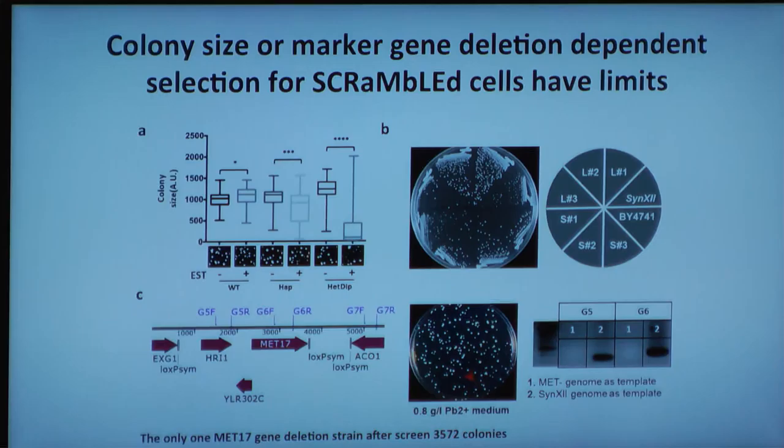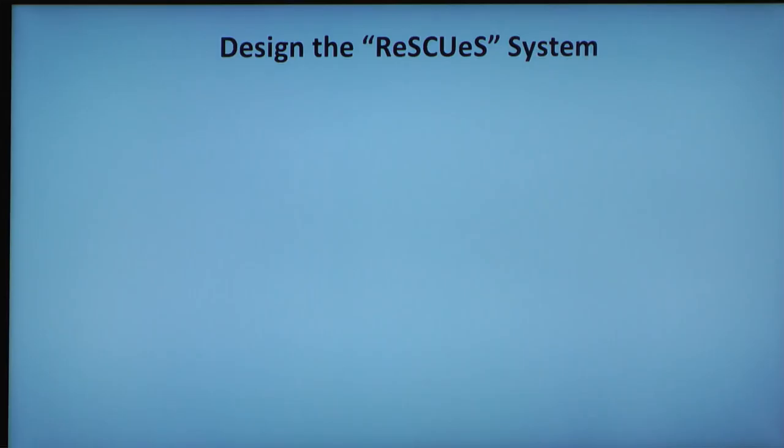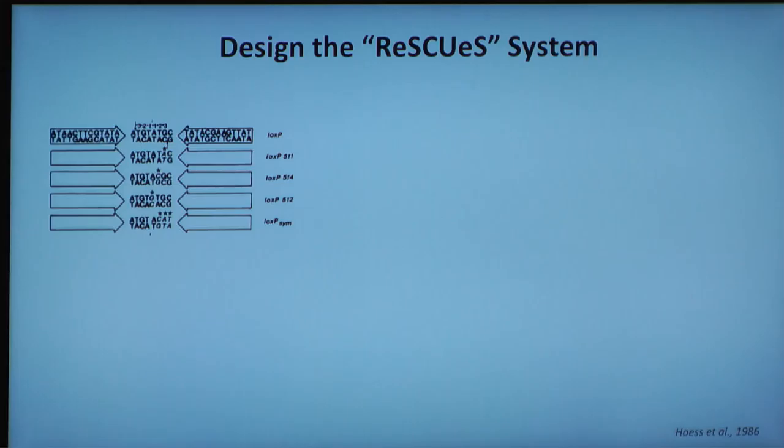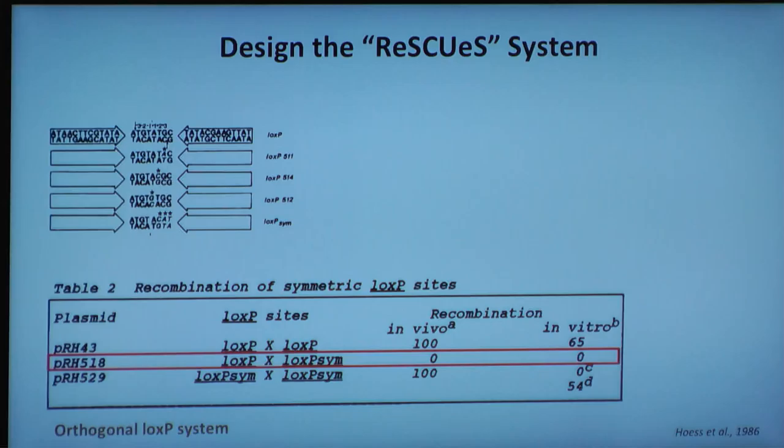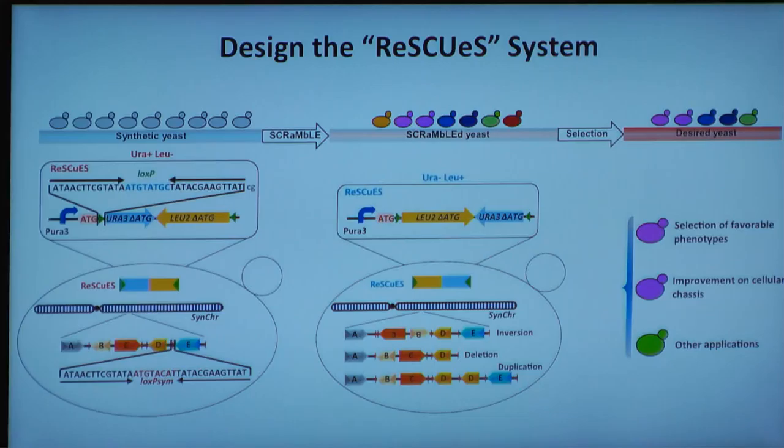So in order to solve this problem and to select or identify a lot of those SCRaMbLEd genomes, we tried to design a rescue system. If we look at the LoxP sites, we used the symmetric LoxP site as shown here. And from this literature, we can see that this LoxPsym site is orthogonal to the LoxP site. Therefore, based on this literature, we designed a rescue system, the reporter of the SCRaMbLE system, using the LoxP sites. We inserted these LoxP sites flanking the two markers, and put that into another chromosome location within the synthetic cells. So if Cre is expressed within the cell and the recombination happens within the reporter system, it will switch the two auxotrophic markers. And therefore, you'll get Leu plus colonies, which otherwise won't be able to grow.